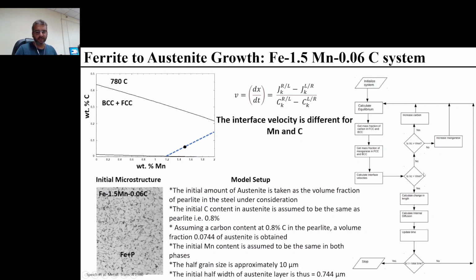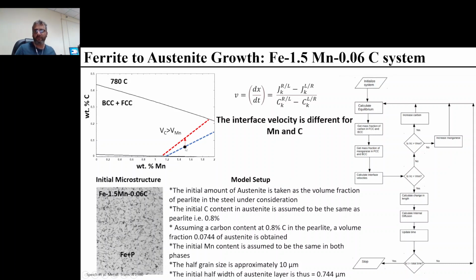So there are two cases which can happen. The first case is that the interface velocity of carbon is greater than manganese, which could be the case because at the starting growth process, the interface composition of carbon is low, so the flux is higher. So the interface velocity of carbon is greater than manganese.